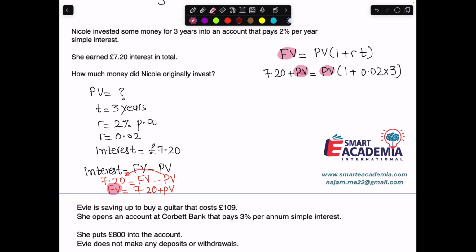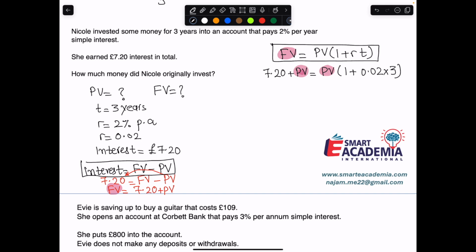Now here, indirectly, I already had two different variables: I did not know the future value and I did not know the present value, so I needed two equations. So I needed two formulas to solve them. What I did was, from one of the formulas, I eliminated one of the variables by making it the subject, and then substituted this value back into the other equation. Now I just have to solve this algebraically, which is pretty straightforward.